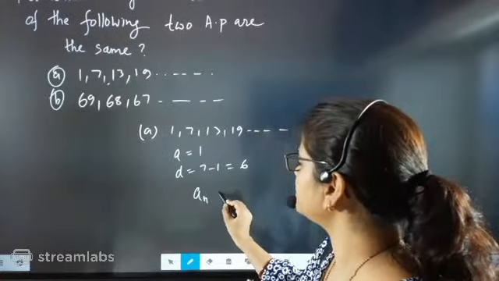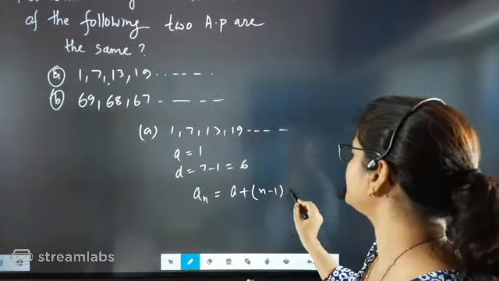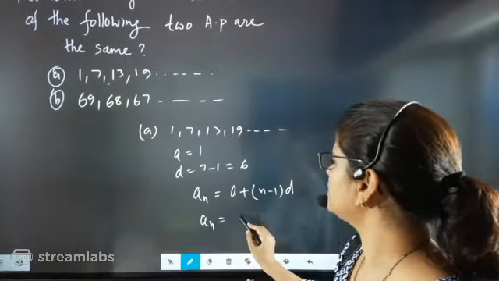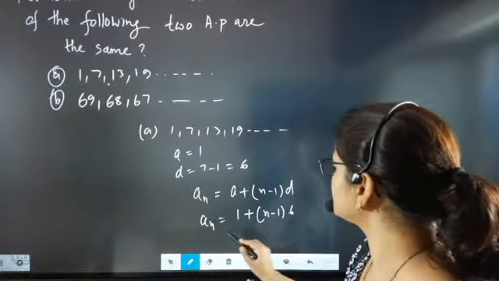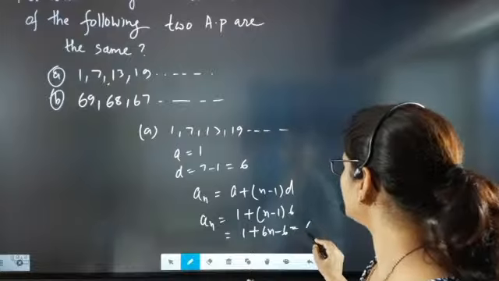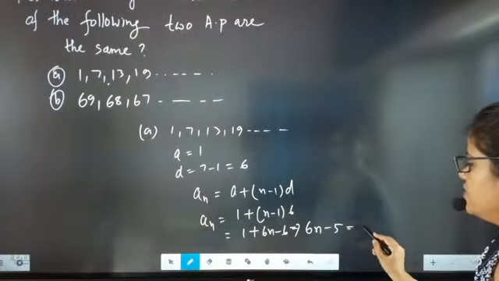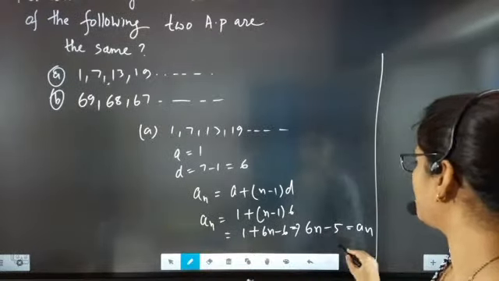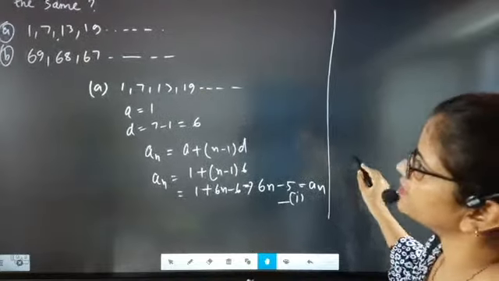So what will be the nth term? The nth term for this will be A plus (n minus 1) into D. So here an is equal to 1 plus (n minus 1) into 6, so 1 plus 6n minus 6. So this is 6n minus 5, equal to an. This is the first one. Take this as equation 1.